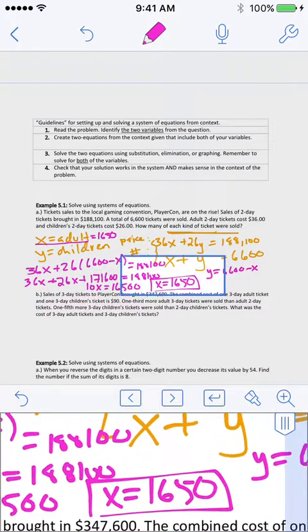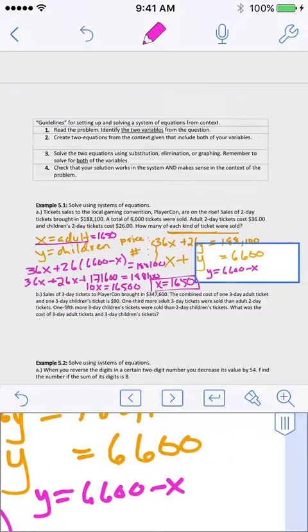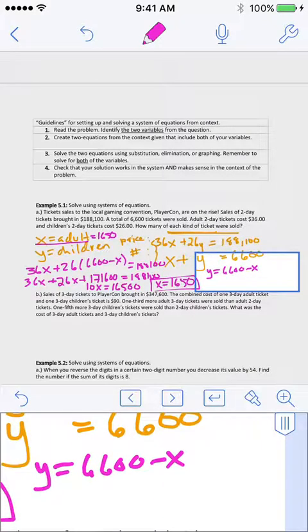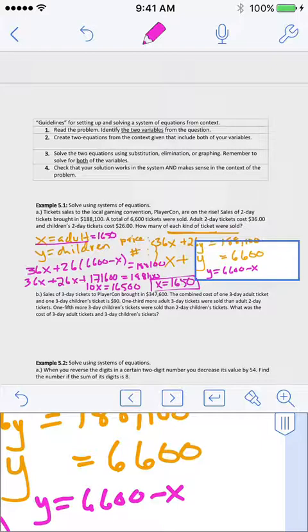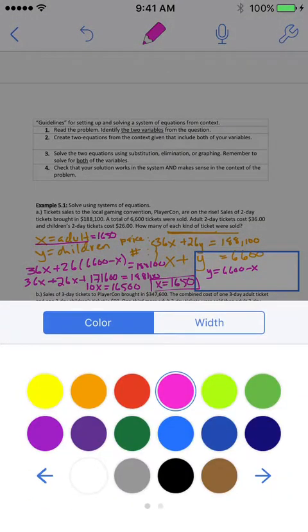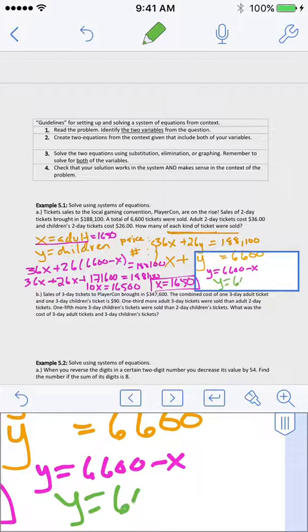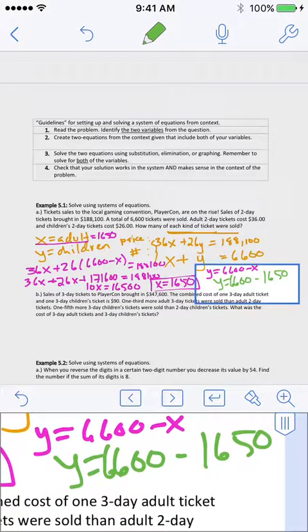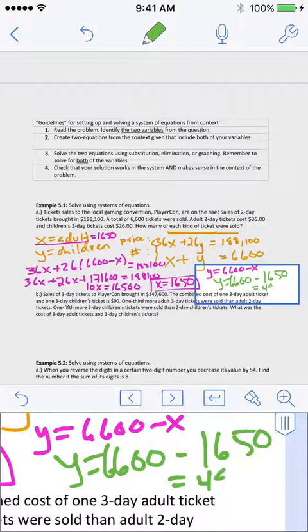Well, substitution is so nice to us because they give us such easy equations to go back and plug into. But again, elimination is just as fine. But with substitution, I now can just take that 6,600 and subtract out the number of adult tickets. In other words, y is equal to 6,600 minus the 1,650 that are adults, or 4,950.